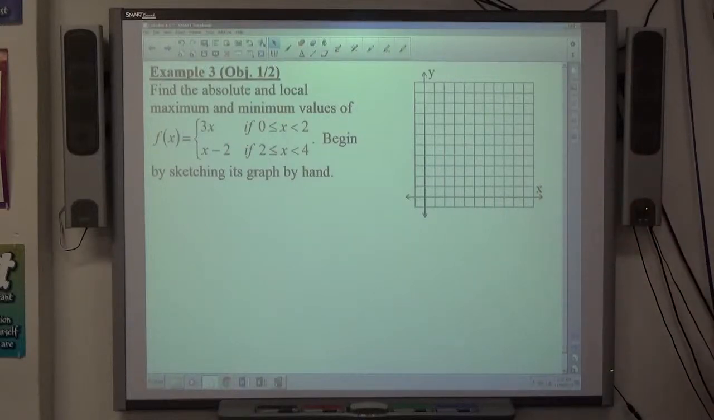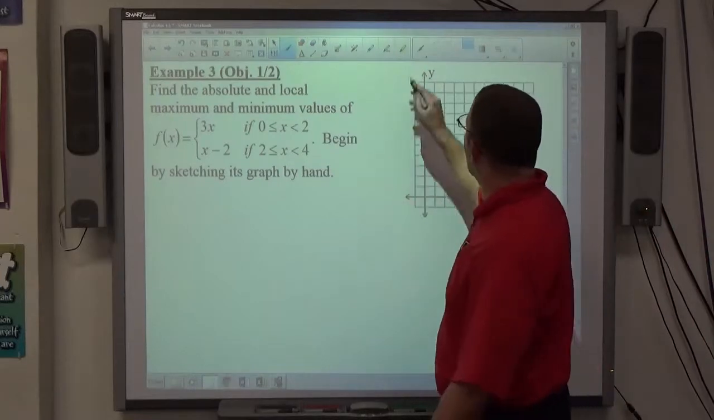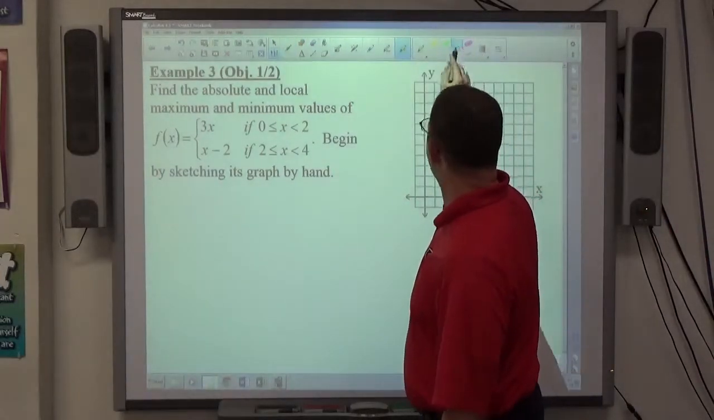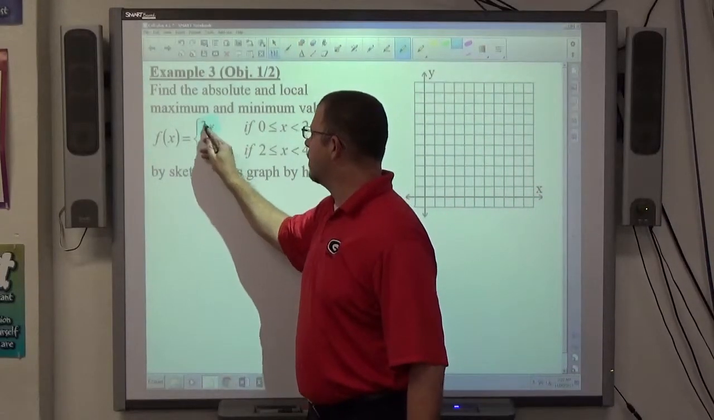Okay, our last example here is a piecewise graph, and we did these back in GeoTrig. That was the first place you got introduced to these. Basically, there are two different equations on the same piece of graph paper for different domains. Okay, so that's all a piecewise function is or ever will be. The function itself here is very basic.